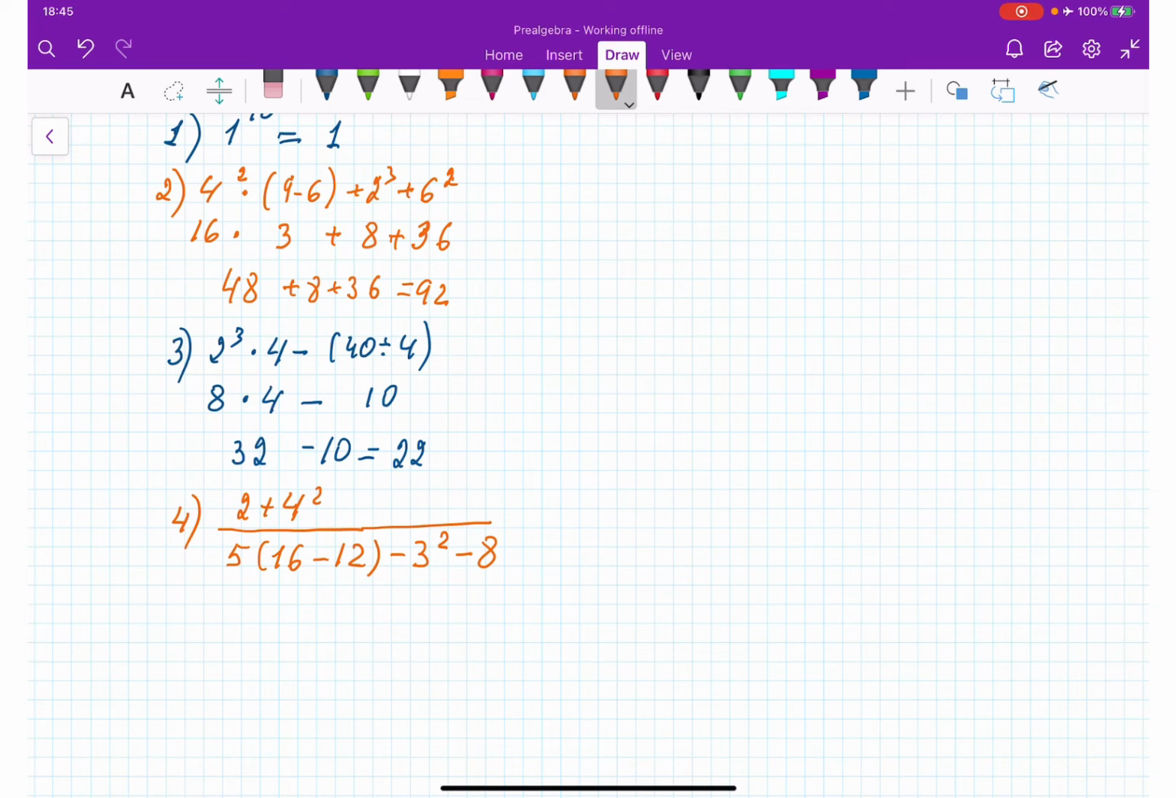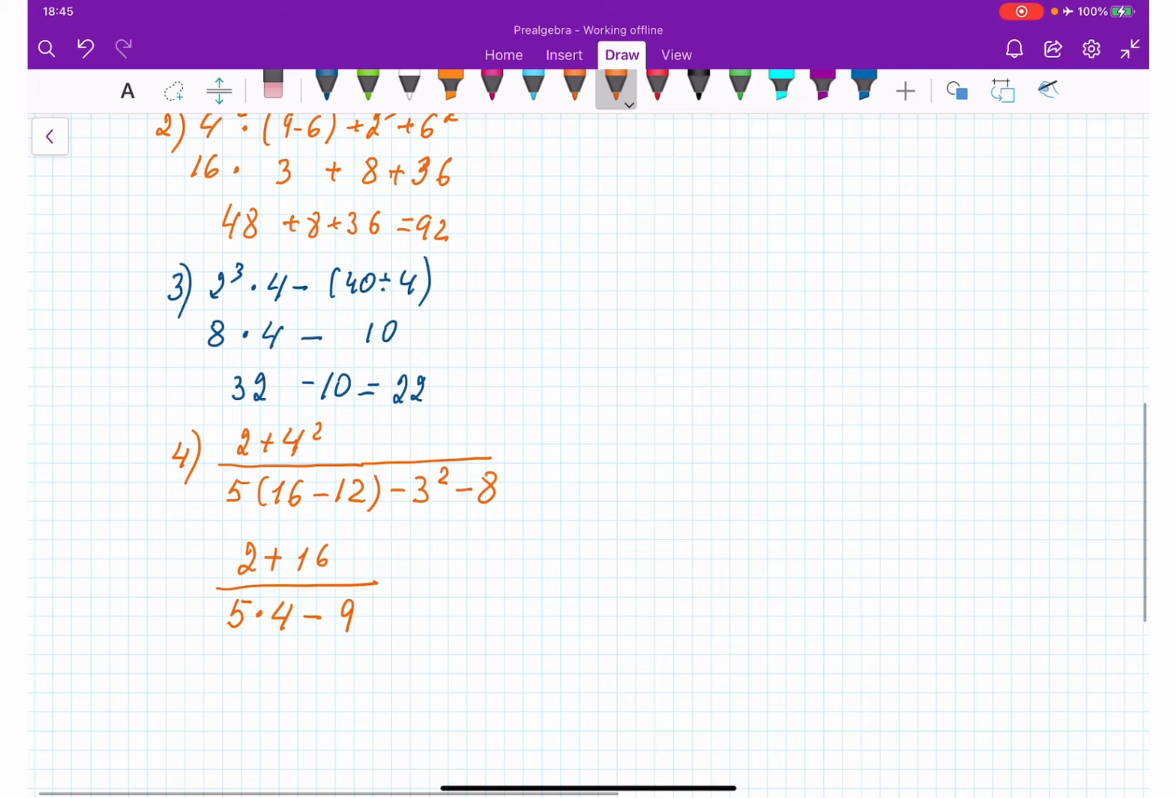Okay, so in the numerator we have 2 plus 4 squared, it's going to be 16. In the denominator, 5 times 16 minus 12, because parentheses have priority, it's going to be equal to 4, minus 3 squared. Remember, parentheses and exponents have the highest priority. Since exponents and parentheses are not inside each other, they are separated, so we can calculate both of them. 3 squared is 9 and minus 8.